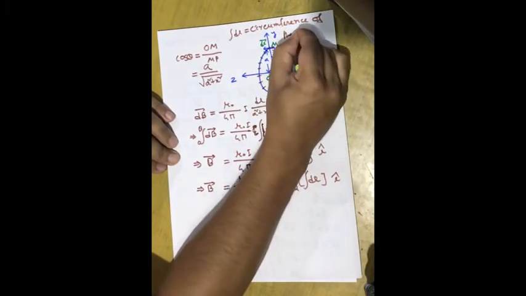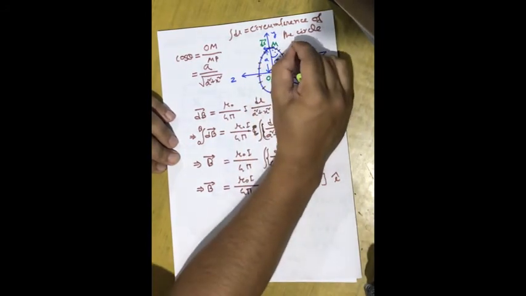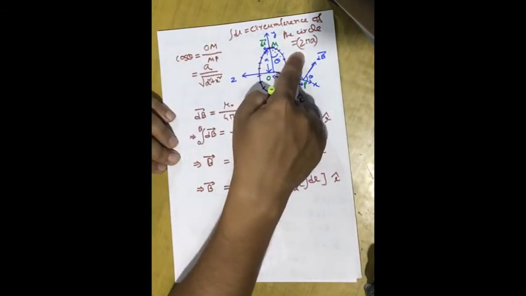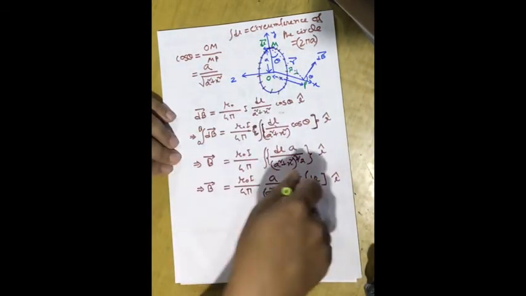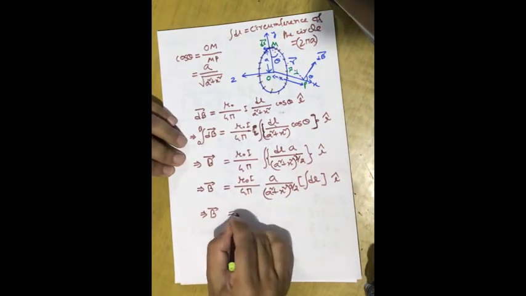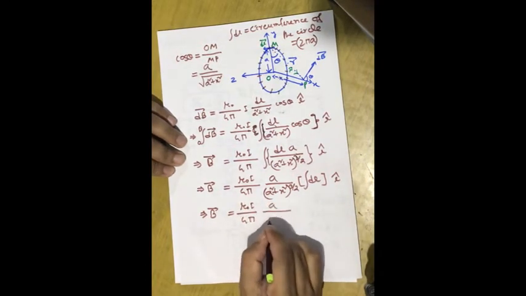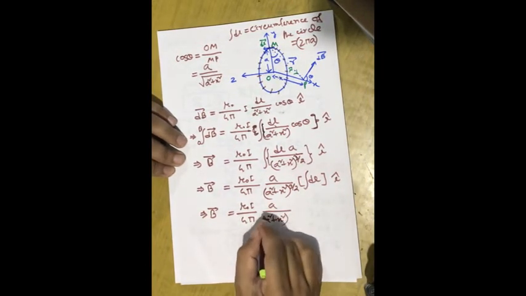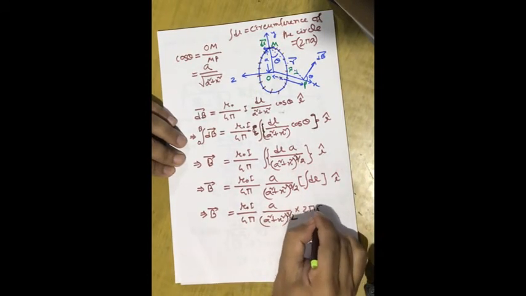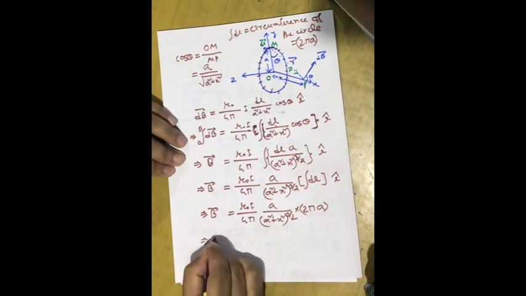Circumference of the circle. What is the radius of the circle? It is a. Therefore its circumference will be equal to 2πa. So the integral of dl is nothing but 2πa. So we are going to put this value. B will be equal to μ0 I divided by 4π, a divided by (a² + x²) to the power 3/2, into 2πa. So the 2π and 4π will cancel out.